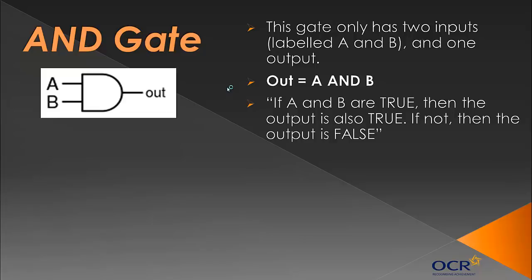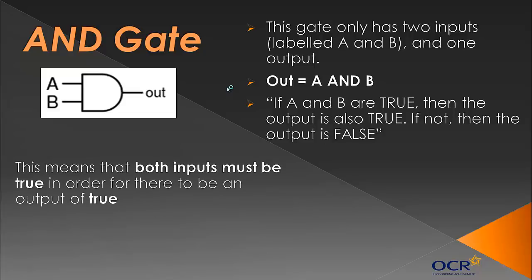This for all, so I'll read it to you. If A and B are true, then the output is also true. If not, then the output is false. So an interpretation of this is that both inputs must be true in order for there to be an output of true. For any other combination, the output is false.